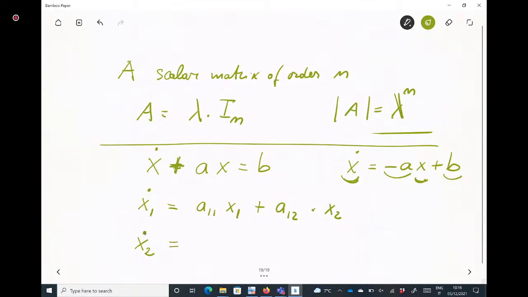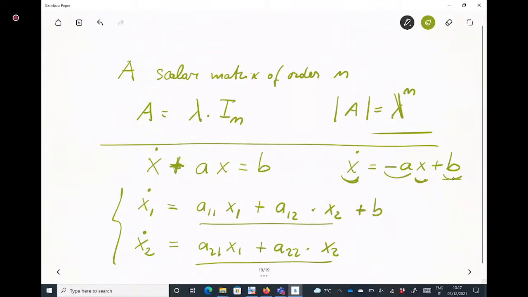At the same time, both x1 and x2 affect the evolution of x2. You will see that this is a simple model, but we can also have forcing terms like this b: b1 in the first equation, b2 in the second equation. So this means that the evolution of the two variables is driven by a linear system of equations that can be written in this way.